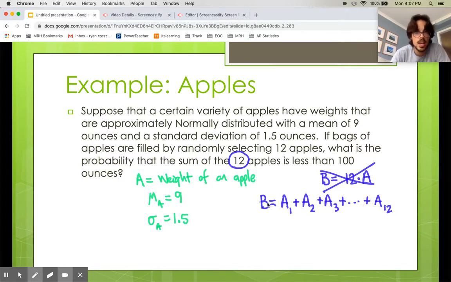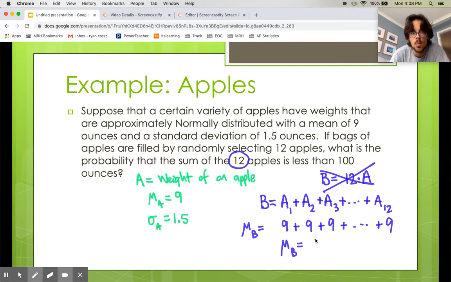So they asked us to do a probability, and we have a few steps to go yet. The mean of B: all I'm going to do is add the mean of A. Well, an apple has a mean of 9. The mean of A2 also has a mean of 9. That also has a mean of 9, all the way up to the 12th apple right here. So it actually is the same for the mean as it would have been right here. You just do 12 times 9, and the mean for B is going to be 108.